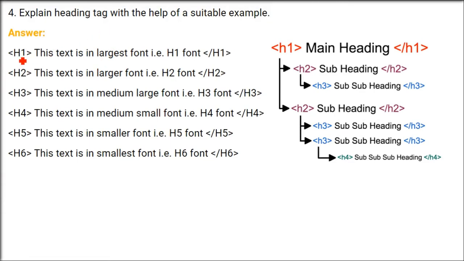Explain heading tag with the help of a suitable example. So heading tag is, whenever you have a document, you have different headings. The heading H1 has the largest font. Whatever you keep inside this H1 will be in the largest font. Then the font size decreases, largest, medium, then smallest, like this. H1 to H6 are available to us.